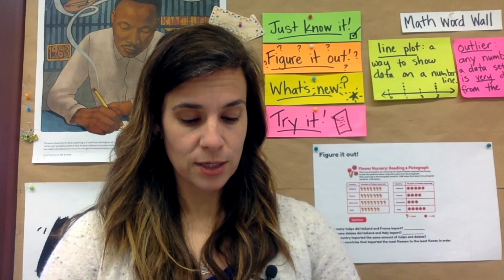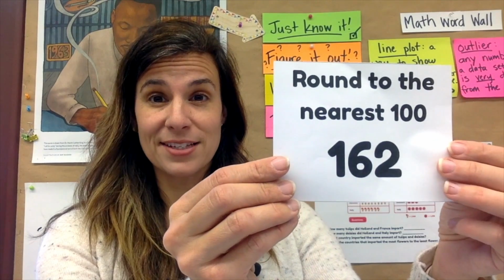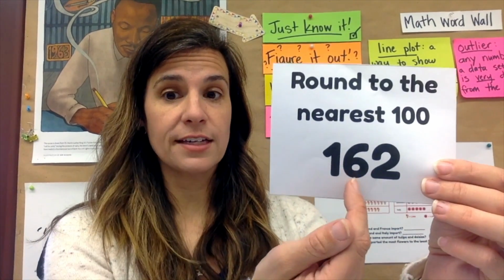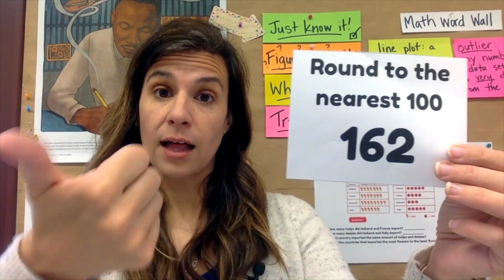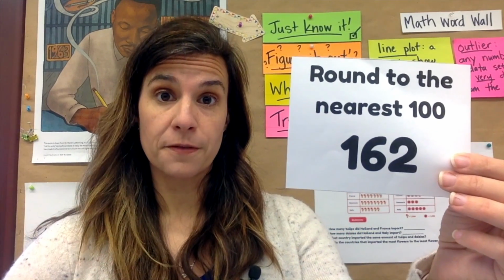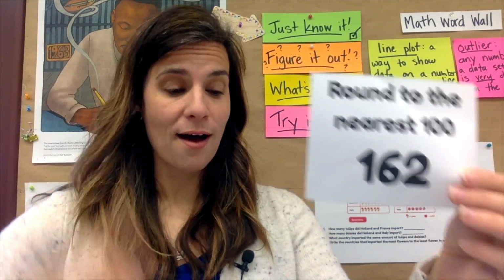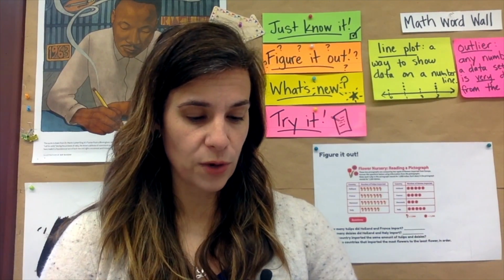Let's do the next one. Okay, so this says round to the nearest 100. So look at that tens place, is it larger than 50 or lower than 50? Okay, you got it, it's higher than 50, so we're going to go up to 200.